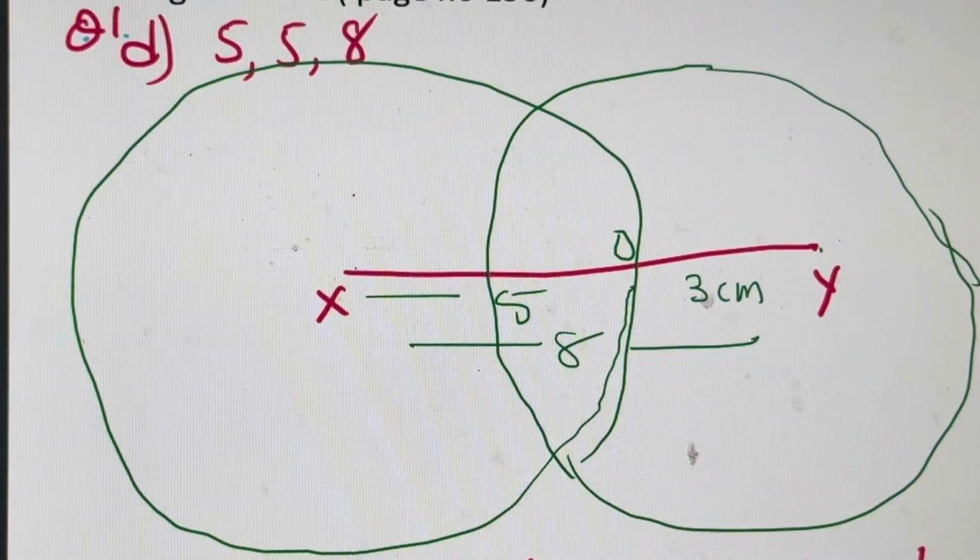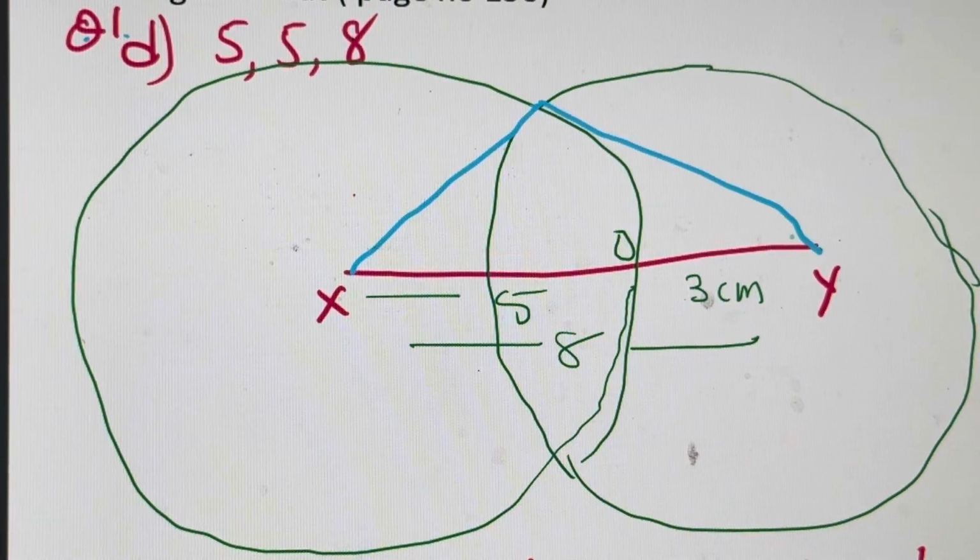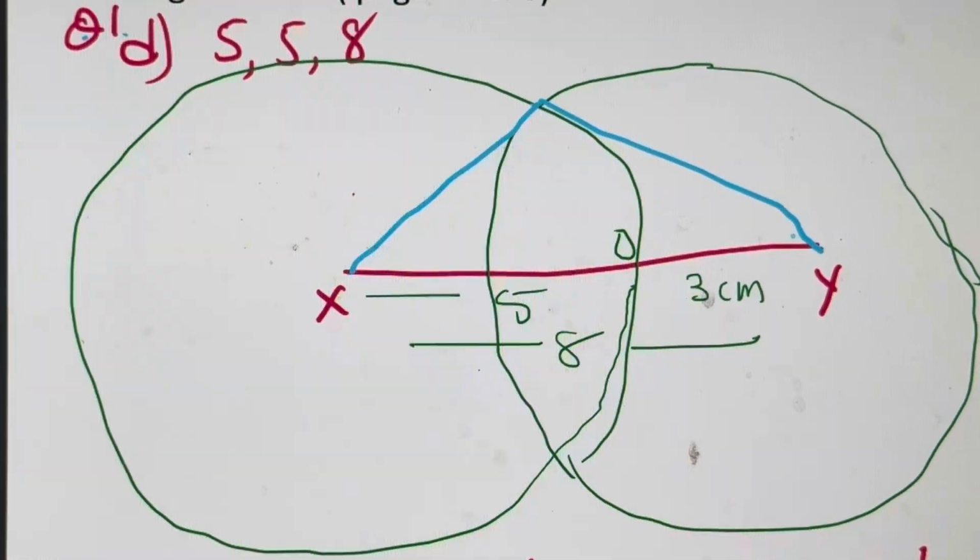Right, I'll show you again with the rough work how the triangle will be formed. Here is the intersection point, so you can just join and form a triangle. So this is answer number D.